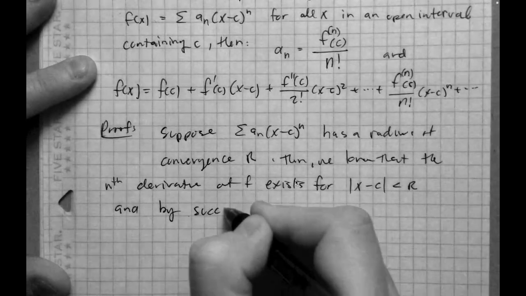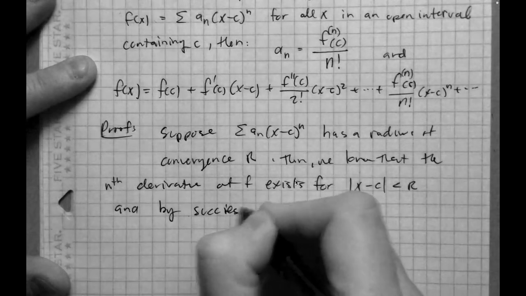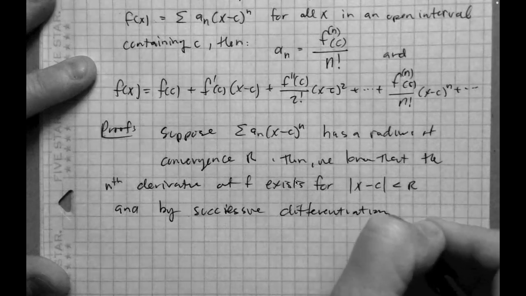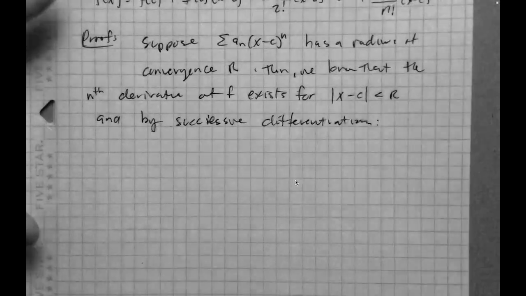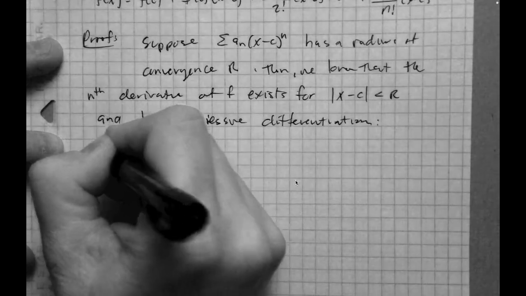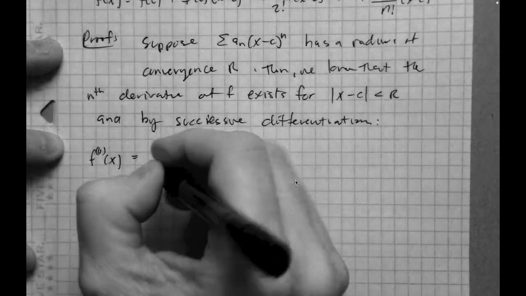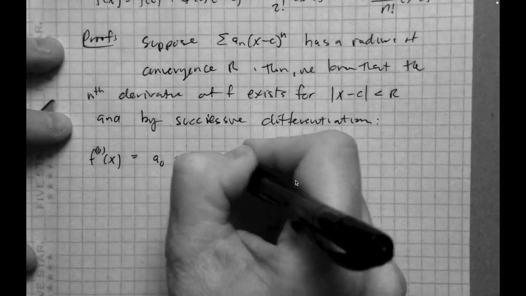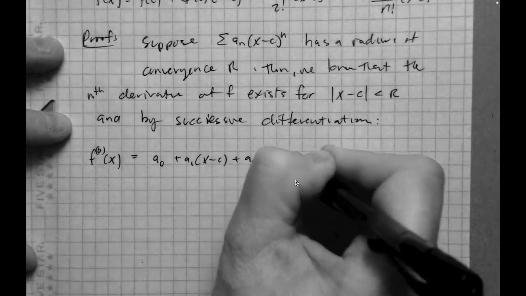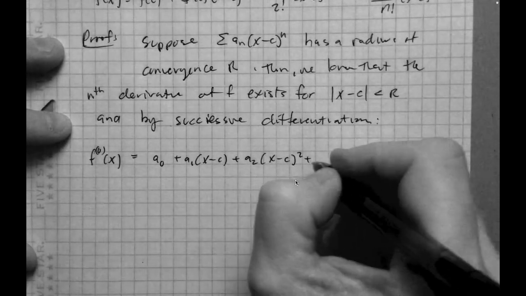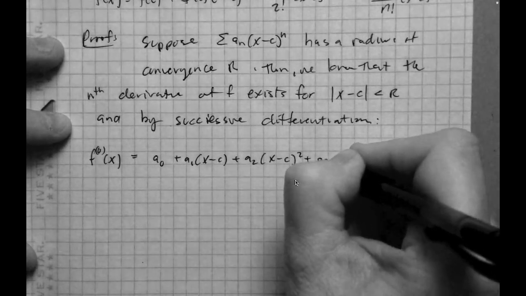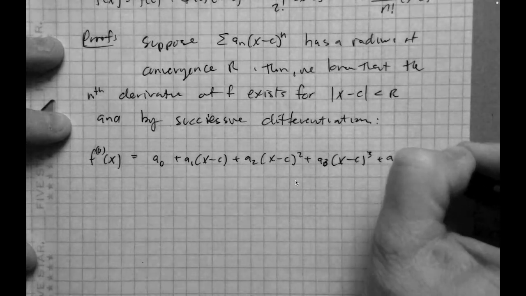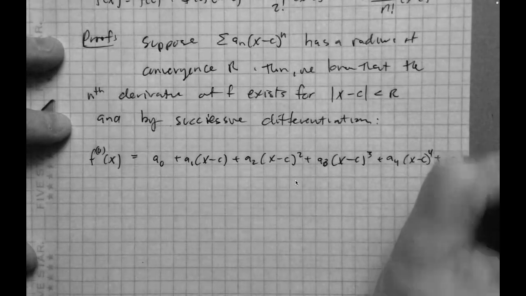So by successive differentiation, what do we get? Well, we can just go through it. The zeroth derivative of f of x is equal to the function itself, a0 plus a1 times x minus c plus a2 times x minus c squared plus a3 times x minus c cubed, and I'll go out to the fourth term, and so on.